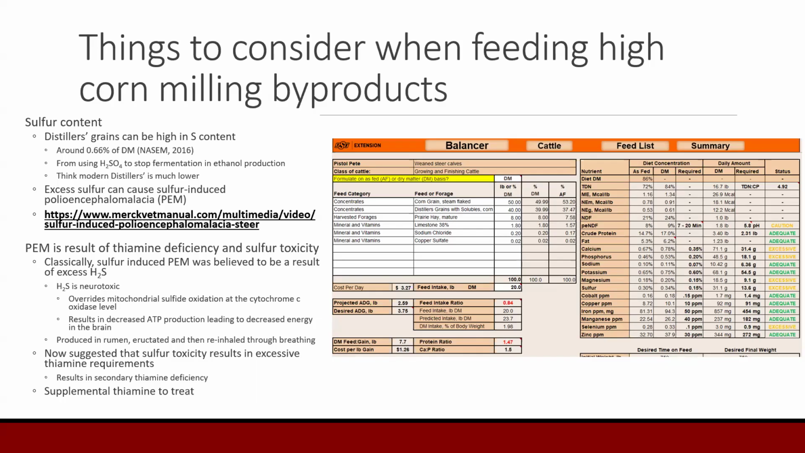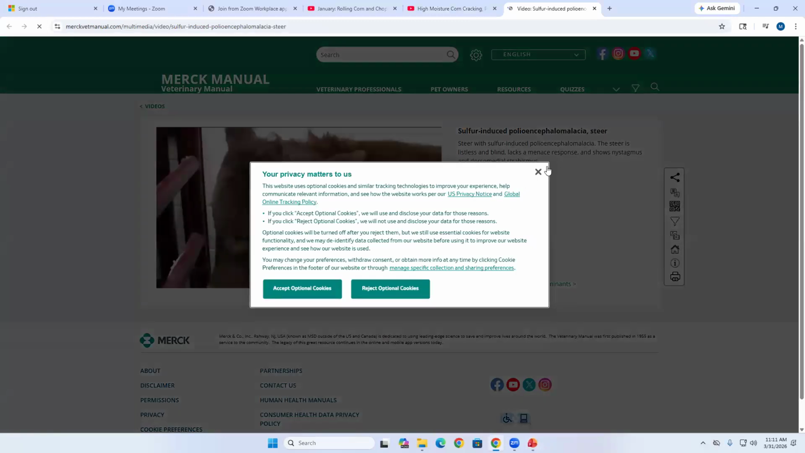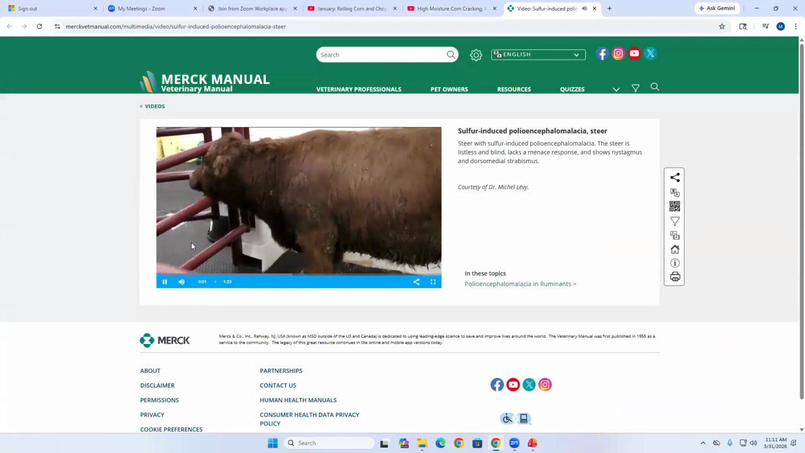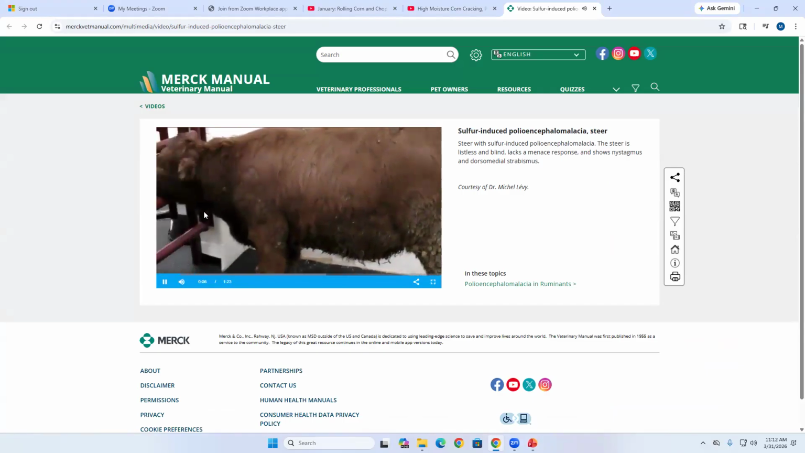So in this example, we have 40% distillers grains. Our sulfur content is 0.34. Okay. The safe limit, the rule of thumb, is 0.4%. Okay. You start getting above that, you can start running into issues. So one of these issues is sulfur-induced polioencephalomalacia, PEM. Okay. Who's ever seen an animal with PEM? So they call them brainers, but they'll display neurological issues. So they'll be unresponsive to contact, like even if you touch their eye, they're going to be unresponsive.